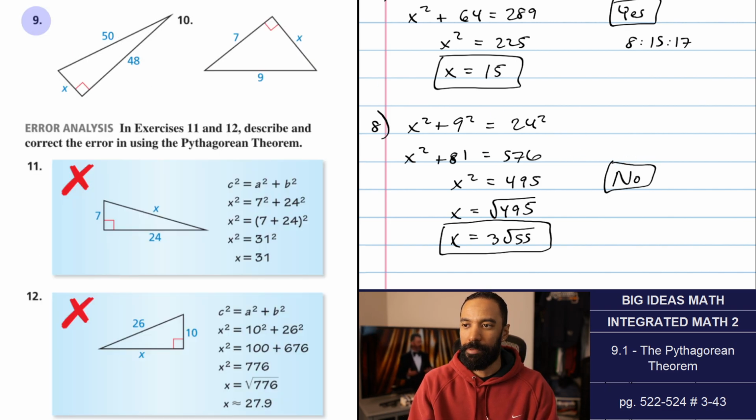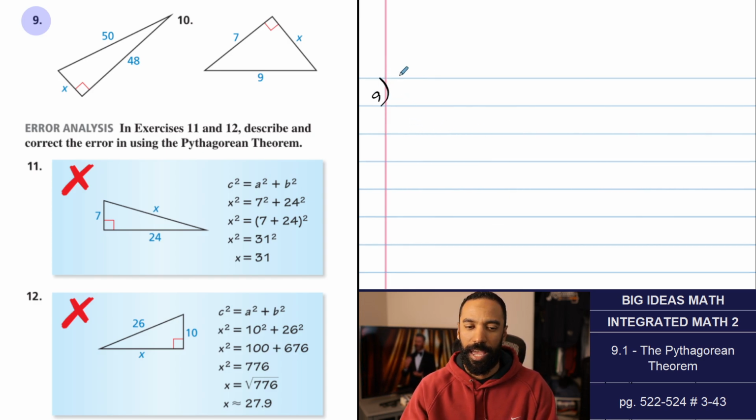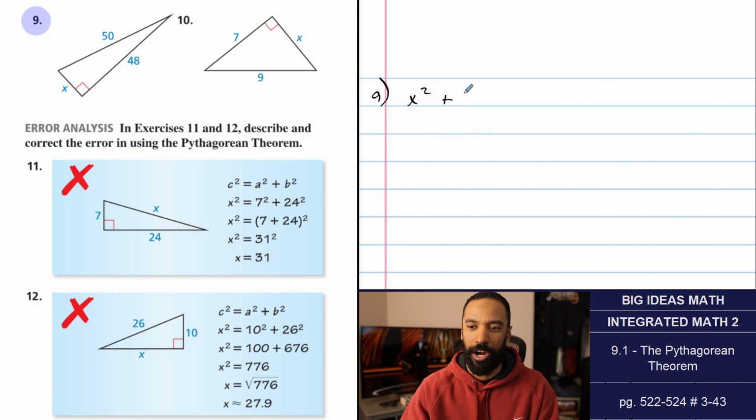Okay, let's keep moving forward. Numbers 9 and 10. Whoops, I just undid something. Numbers 9 and 10. Number 9. This answer is going to be 14. So x squared plus 48 squared equals 50 squared.